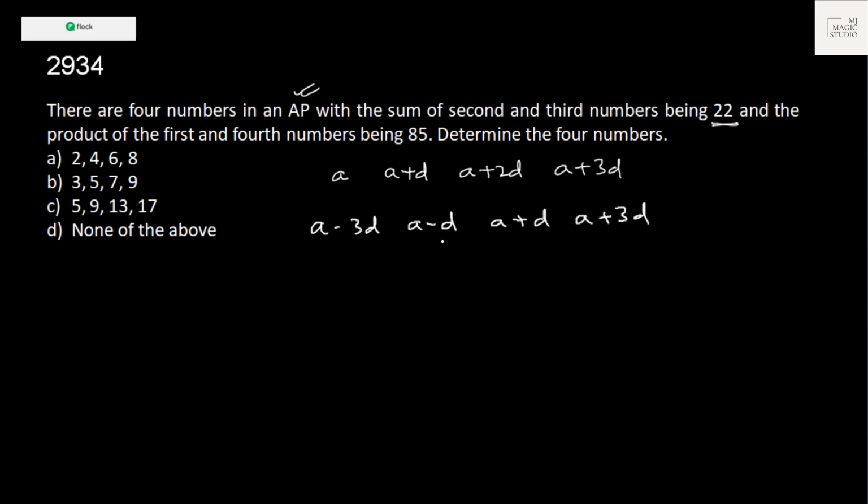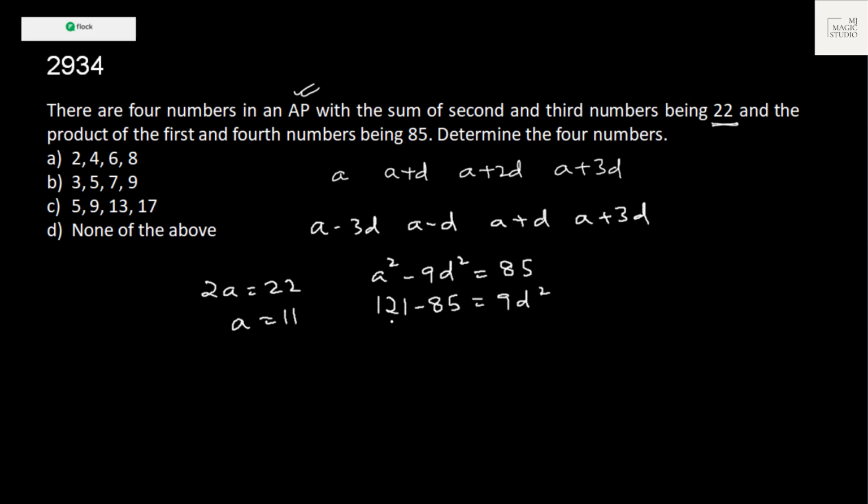Sum of second and third is 22. That means A minus D plus A plus D, 2A is equal to 22. Value of A is 11. And the product of the first and fourth is 85. That means A square minus 9D square is 85. A square is 121 minus 85 is 9D square, 36. So D square is 4, D would be either plus 2 or minus 2.